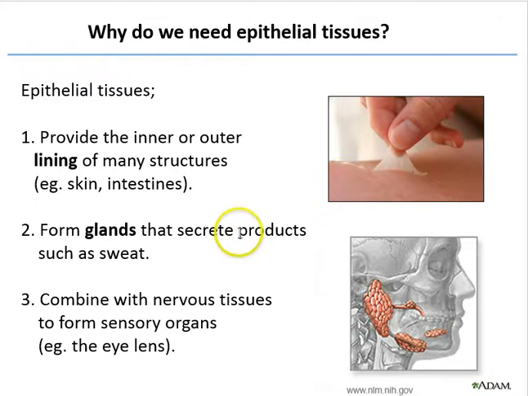Epithelial cells will also combine to form tissues that are used to create glands. Here we have the salivary glands, and glands secrete products such as sweat, mucus, hormones, digestive fluids, and so on. Another location that we will typically find epithelial tissues is in combination with other tissues to form complex sensory receptors, such as the eye and the organs of the inner ear that are responsible for our sensations of balance and also of hearing.